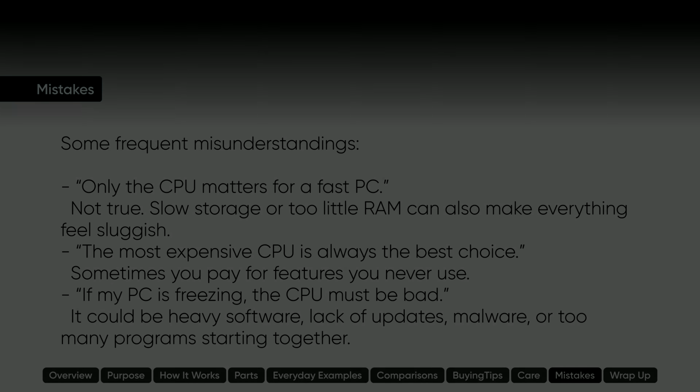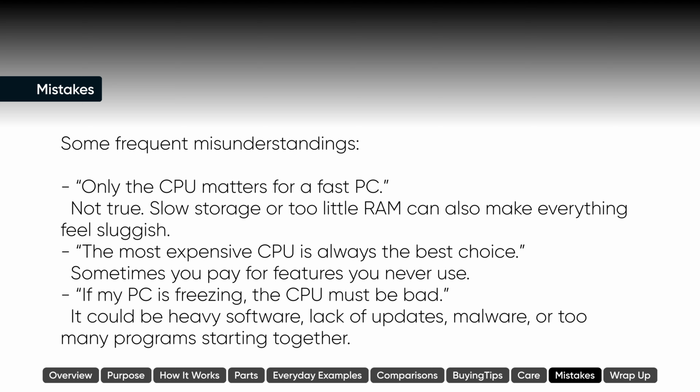Mistakes. Some frequent misunderstandings. Only the CPU matters for a fast PC. Not true. Slow storage or too little RAM can also make everything feel sluggish. The most expensive CPU is always the best choice. Sometimes you pay for features you never use. If my PC is freezing, the CPU must be bad. It could be heavy software, lack of updates, malware, or too many programs starting together.